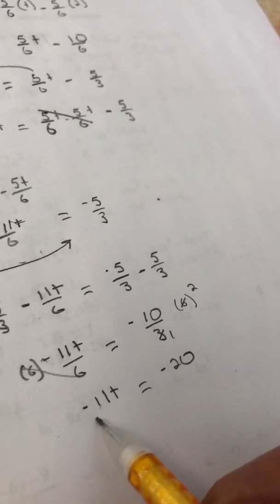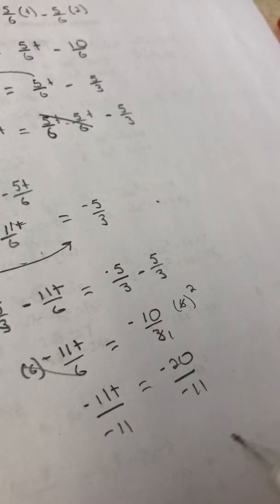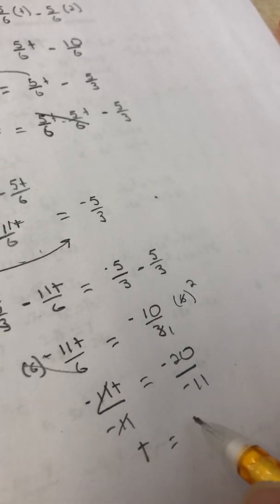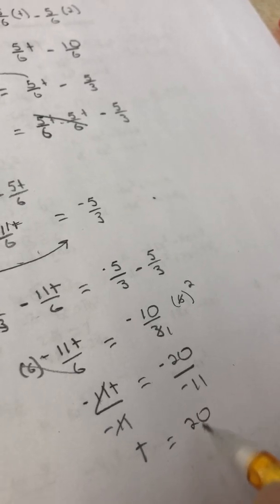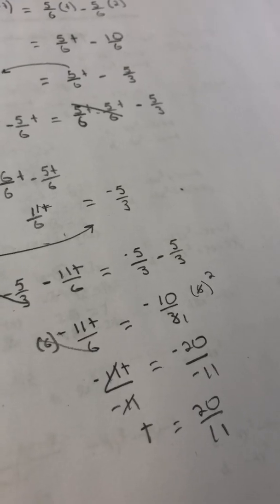You should know what to do from here. Divide this side by negative 11. Divide this side by negative 11. These cancel out, leaves me with a t, and it's equal to 20 over 11. And there's our answer. Okay, I hope that helps you.